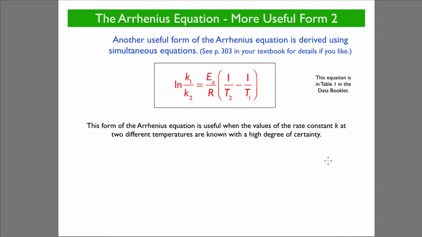Another useful form of the Arrhenius equation is derived using simultaneous equations. You can see here, this form of the Arrhenius equation is useful when the values of rate constant k at two different temperatures are known with a high degree of certainty. You could simply stick in the two temperatures and plug in the two rate constants. You could rearrange it to calculate the activation energy.